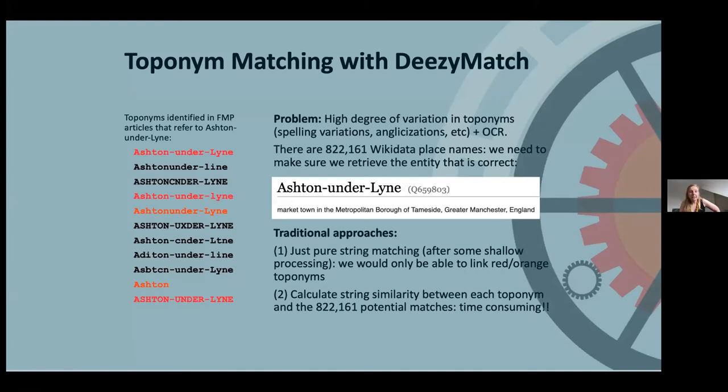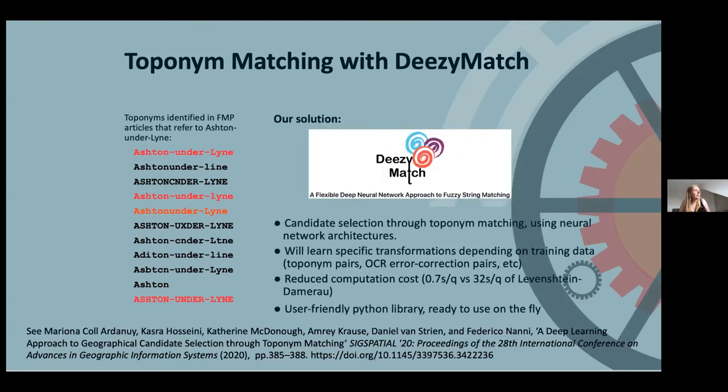So our team developed a new software called DeezyMatch, which is a flexible deep neural network approach to fuzzy string matching, which we found to be much more effective and had a much reduced computation cost. This is a really exciting output for us because it has really general applications. It helps us solve linking of our toponyms across our sources, but it can be used by anyone who needs to do fuzzy string matching. So I think it has some really broad applications, and details of that publication are at the bottom of the screen, and we also have all the code in our GitHub repo.